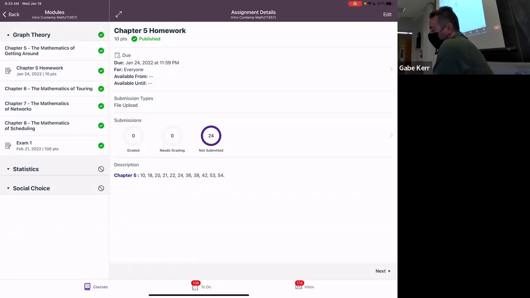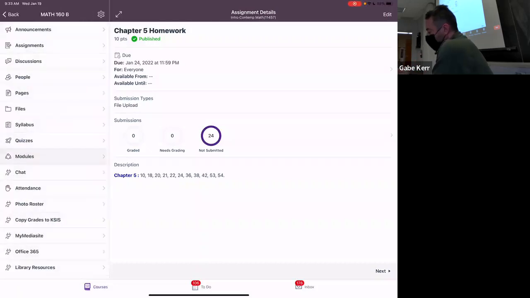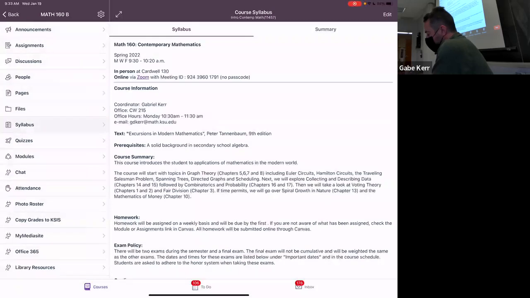We'll start that today. There'll be an exam for graph theory. Same with statistics, and then social choice. There's going to be an exam, and it'll be the final exam. But it won't be cumulative or anything like that. It'll just be worth the same amount as the other exams.